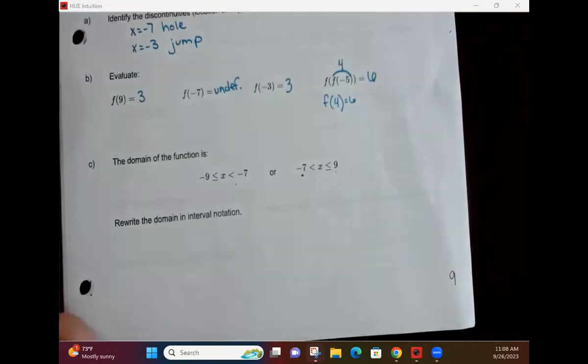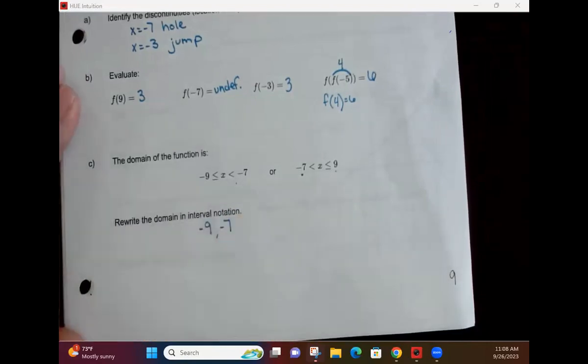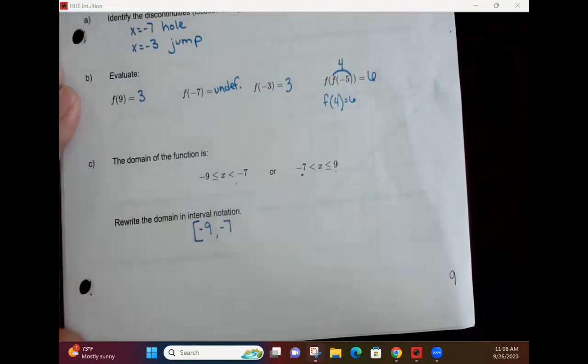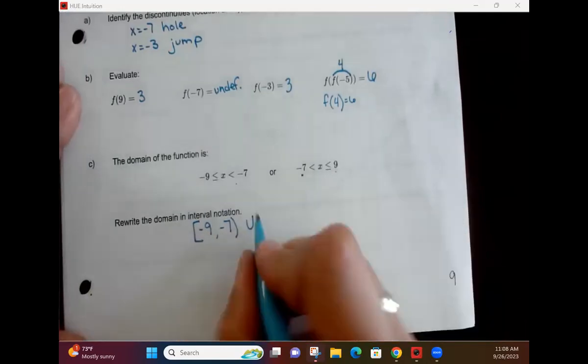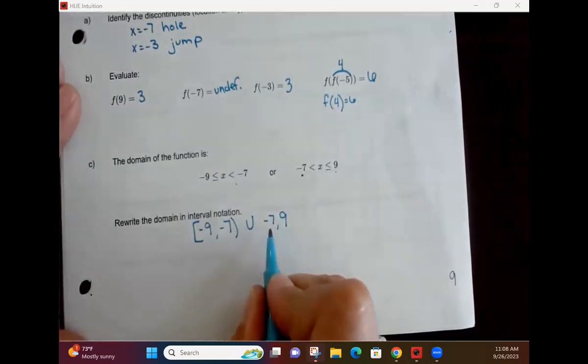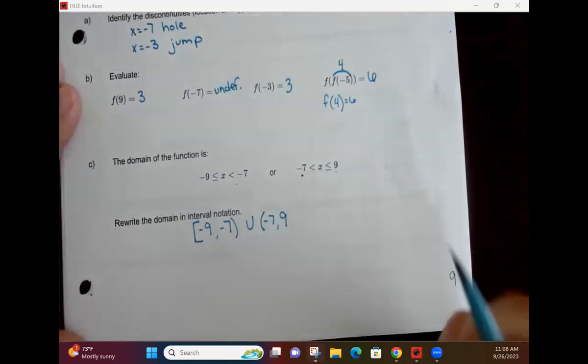If I rewrite this in interval notation, I'm going to use the same numbers. I'm going to split at the same places. So this would be -9 to -7, parenthesis or bracket at -9. Bracket, we can be equal to -9. That's a bracket. How about at -7? Parenthesis, good. And then for my other piece, -7 up to 9. Parenthesis or bracket at -7. Parenthesis or bracket at 9. Bracket, we can be equal to 9.